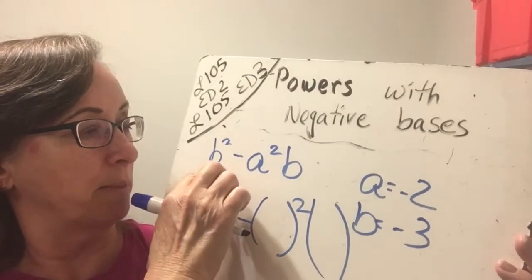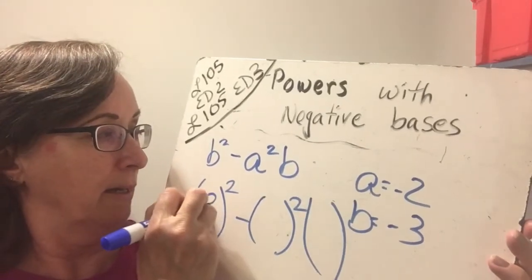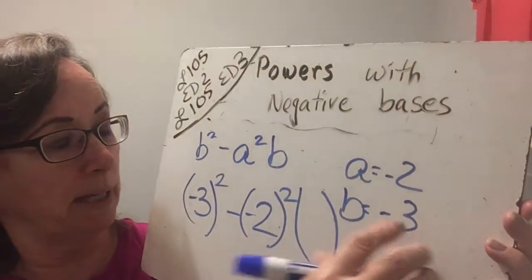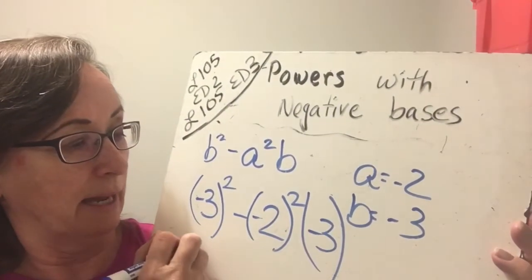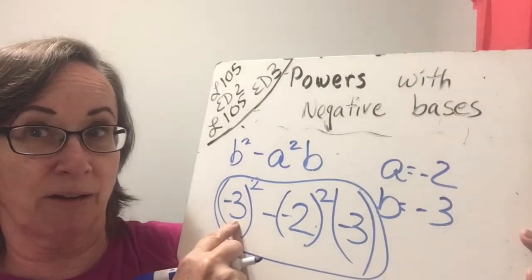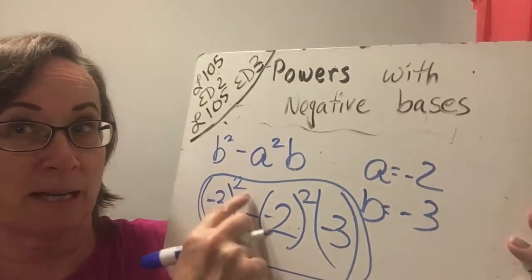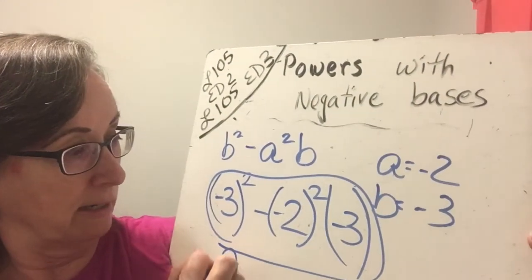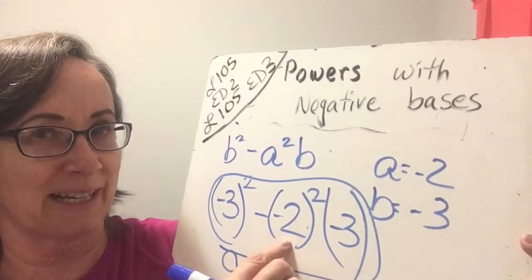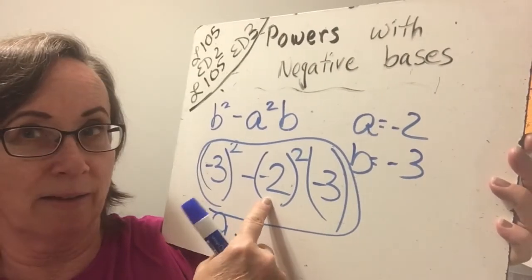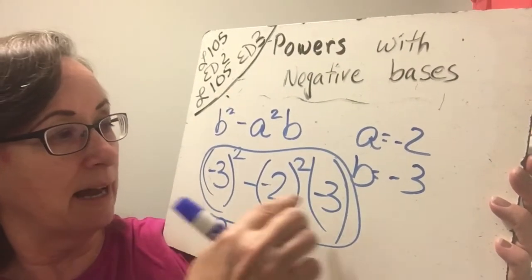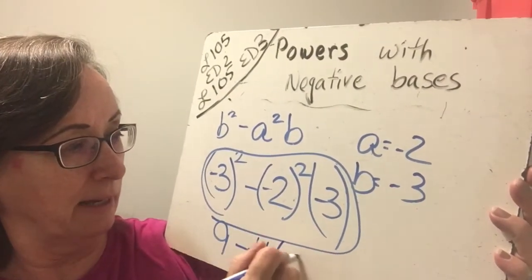So now this was a b, so we go grab the b. This was an a, so we go grab the a. This was a b, so we go grab the b. And we're almost there. Now let's evaluate this. -3 quantity squared, which is -3 times -3, which is 9. Minus -2 squared, which is -2 times -2, which will be 4. So it's the opposite of a 4, or a -4, times a -3.